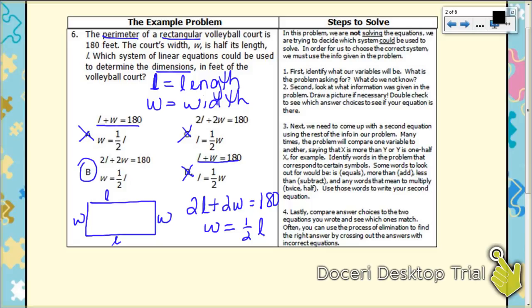So those are the equations that I would use if I wanted to solve this, but we're not going to solve. We're done. That's it.